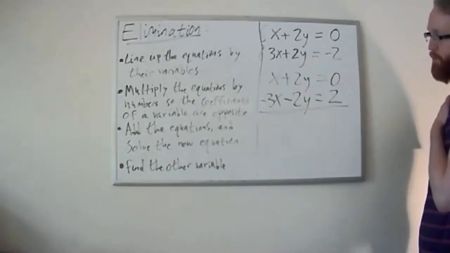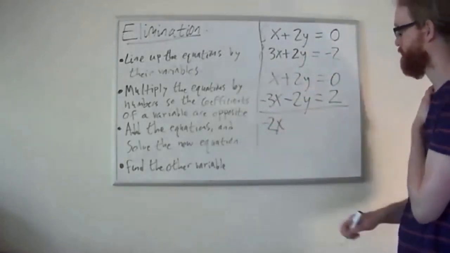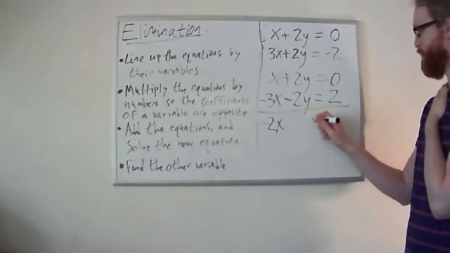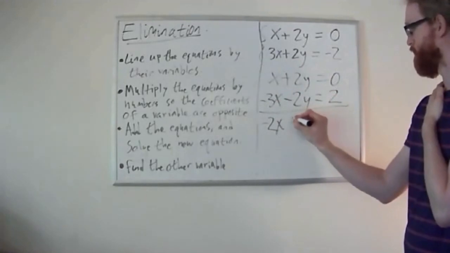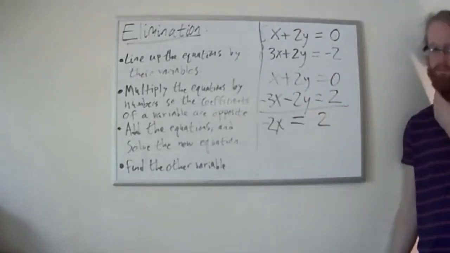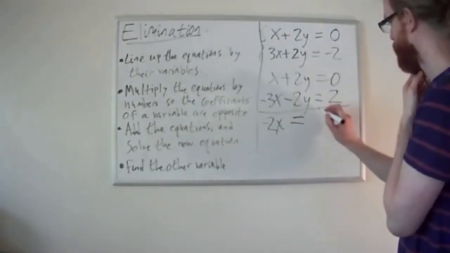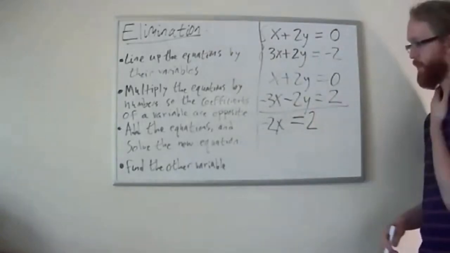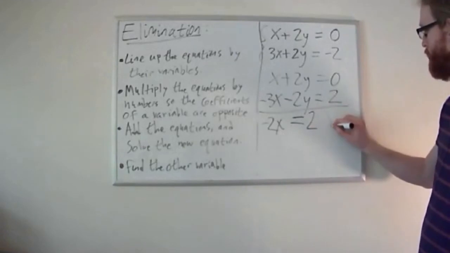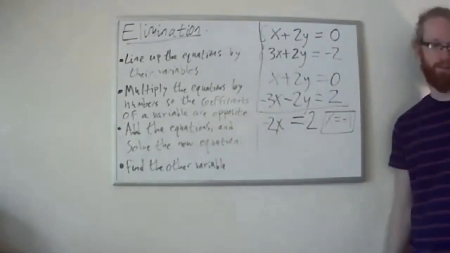x plus negative 3x, that's negative 2x. And then these cancel out. And then 0 plus 2 is 2. This marker is not the best. So I have negative 2x equals 2. Maybe I'll write this a little further to the left. Negative 2x equals 2. If you solve this out, divide both sides by negative 2, you'll get x is negative 1. x is negative 1.